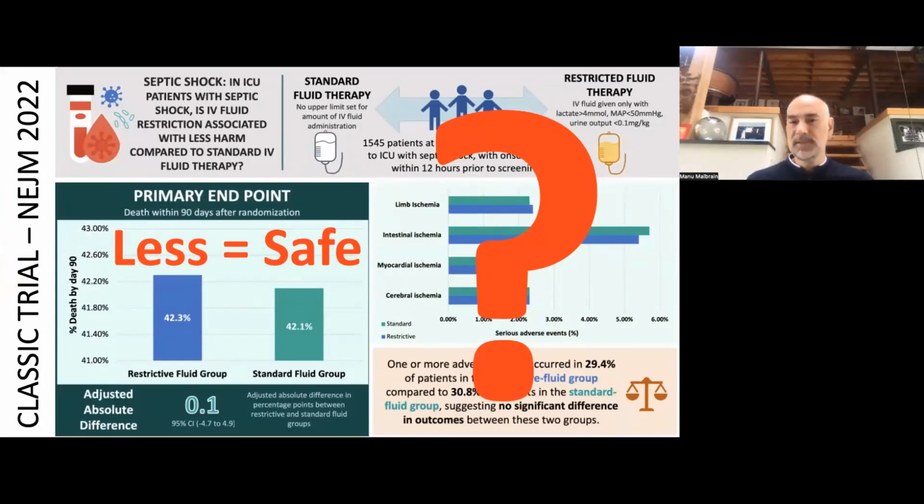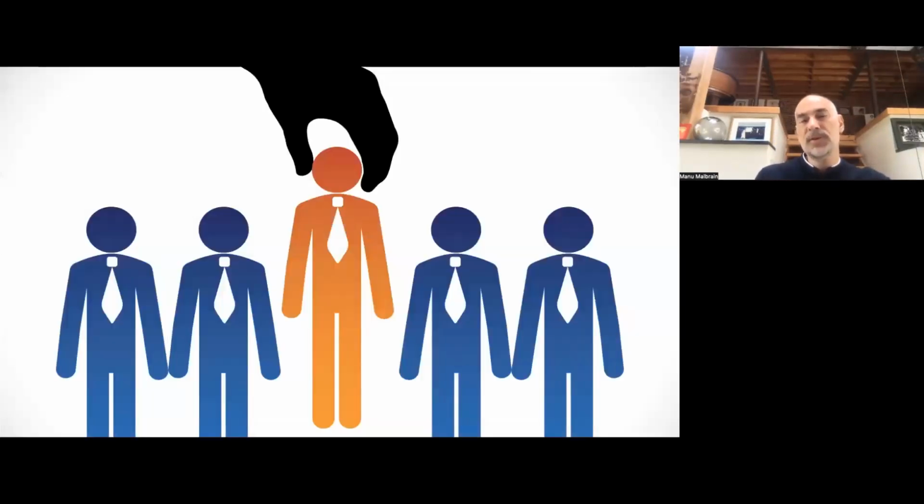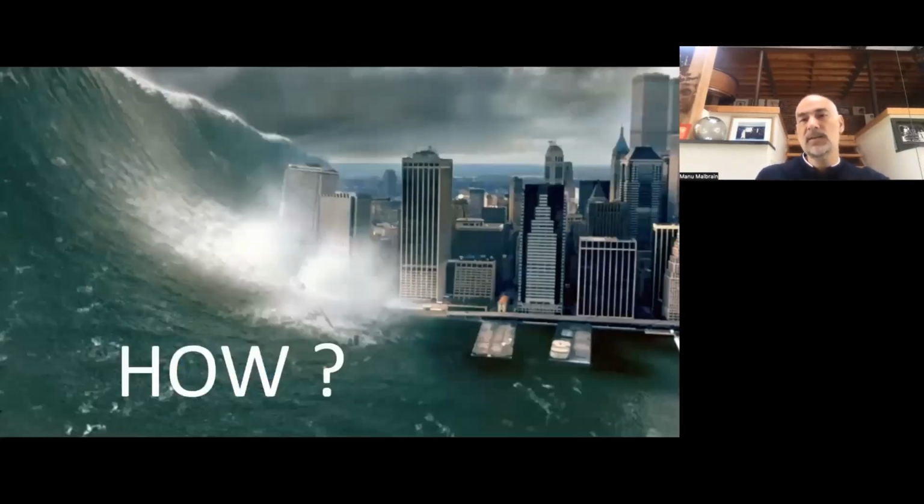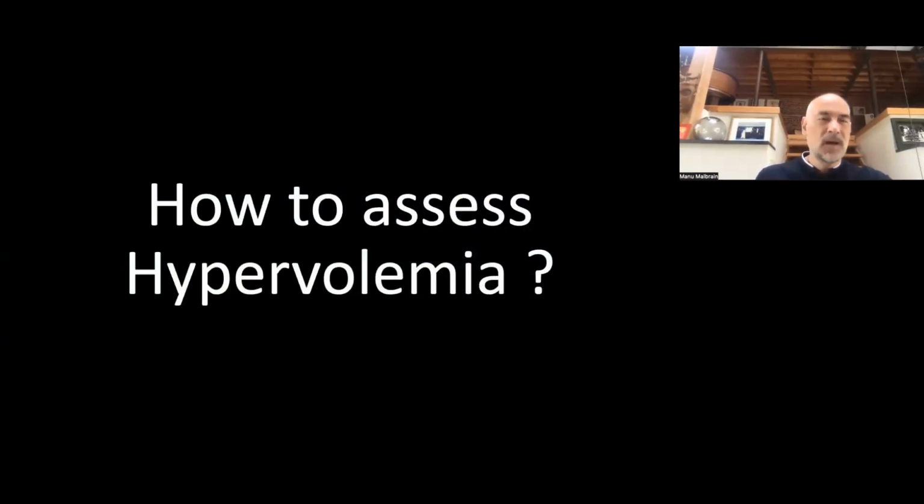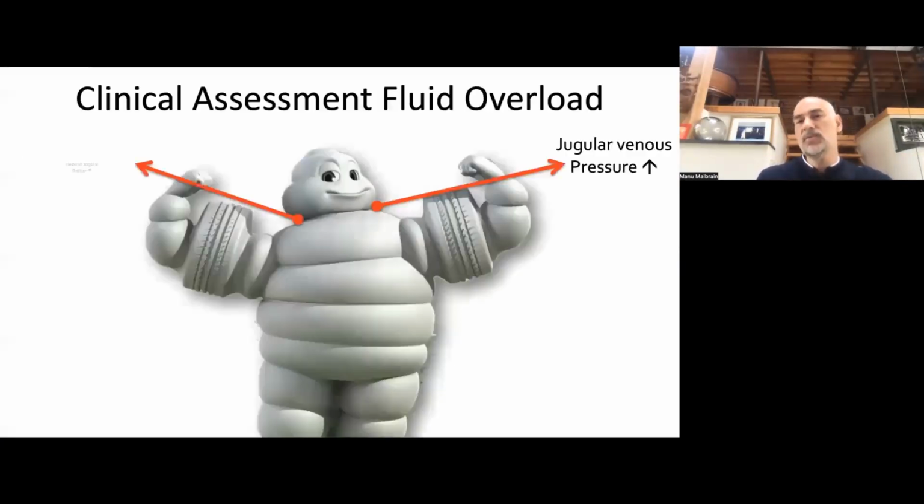So less seems to be safe, less seems to be more, because at least you can avoid fluid accumulation. But at the end, we need to individualize, personalize our care and identify that one patient that may need deresuscitation. So how do we do that? How do we assess hypervolemia or hyperhydration or fluid accumulation, and then how to guide deresuscitation?